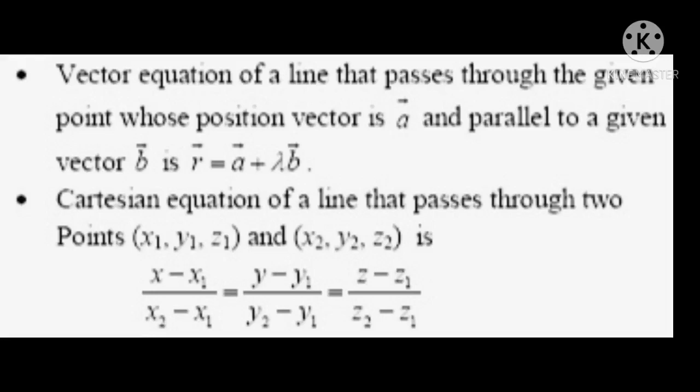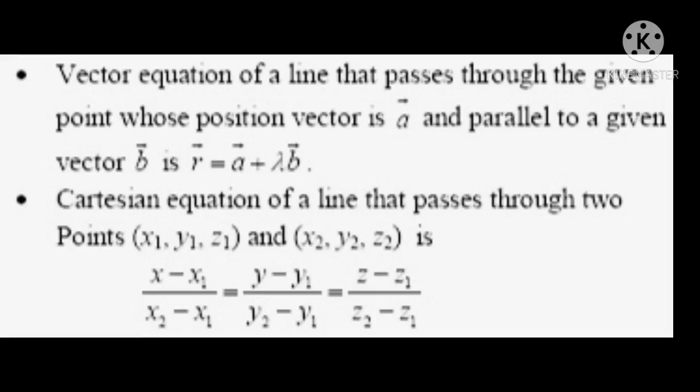Okay, so now the next point is the Cartesian equation of a line that passes through 2 points (x1, y1, z1) and (x2, y2, z2). Okay, so this is quite an interesting one, but for now you have to remember it. This is quite an important formula also.